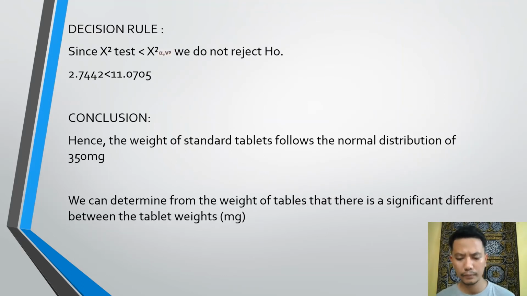So we come to the decision rule. Since chi-square test is less than chi-square alpha, we do not reject H0, and 2.7442 is less than 11.0705. So we conclude that the weight of the standard tablet follows the normal distribution of 350 mg. This is significant evidence that the Lajak Laku tablet does follow this distribution.